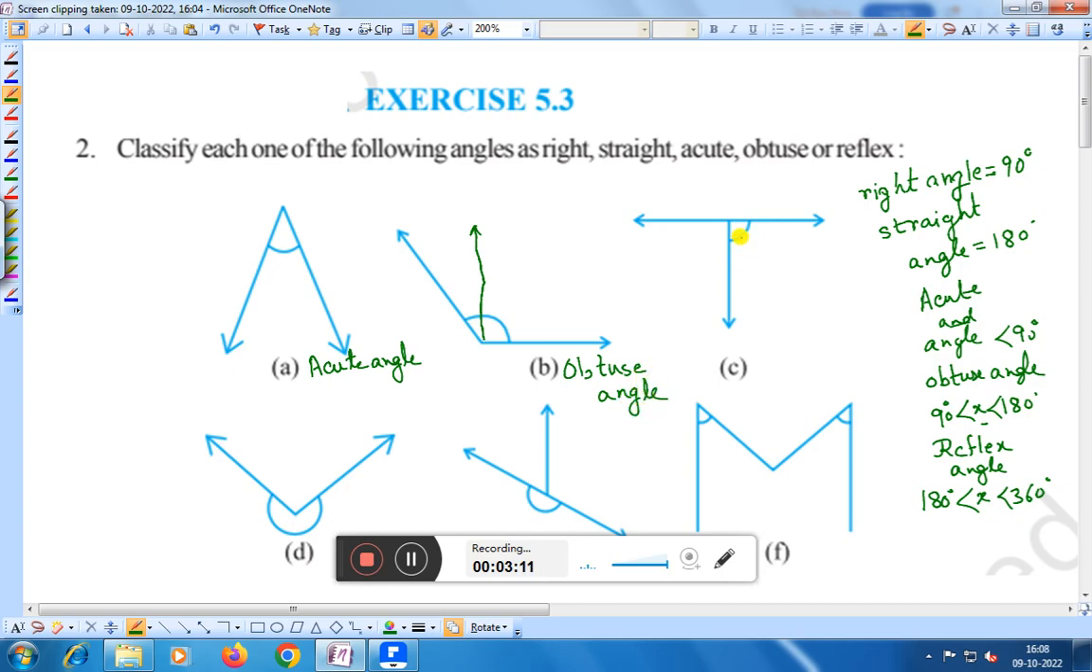And as you see here, this angle is straight. Therefore, you can say it is a right angle.